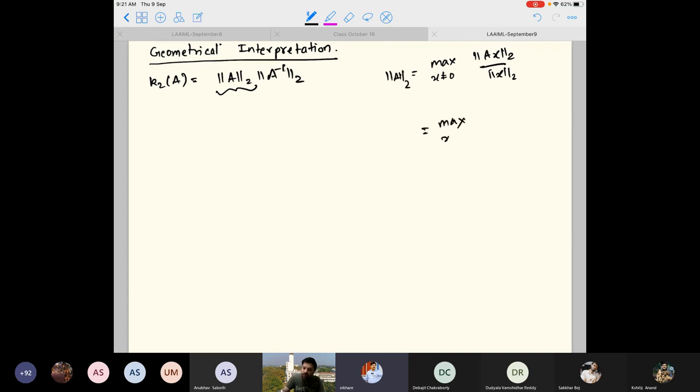One simple calculation you can check is that I can write this down as the norm of A times x divided by the norm of x. Can I write this down like this? What property have I used?